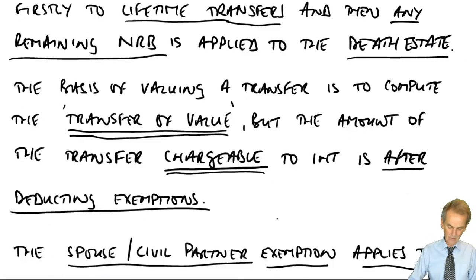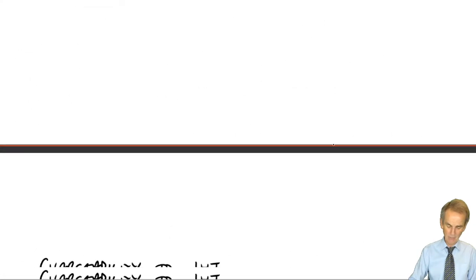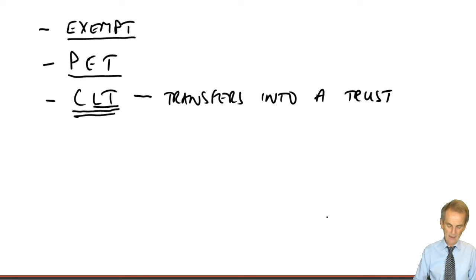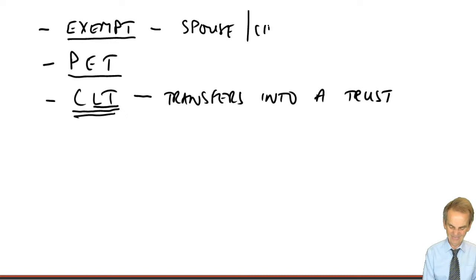It's going back, therefore, to the statements of these transfers. Exempt transfers, as we know, spouse, civil partner.